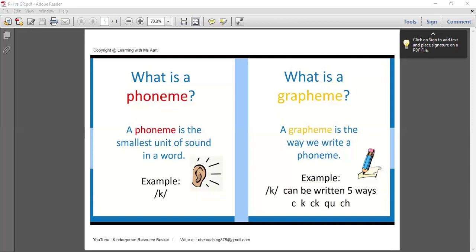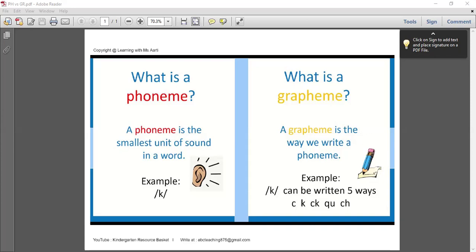A phoneme is the smallest unit of sound in a word. As our body has the smallest unit as a cell, similarly phoneme is the smallest unit of sound in a word. Or you can say the single sound of a single letter is called a phoneme. Now what is a grapheme? A grapheme is the way we write a phoneme.